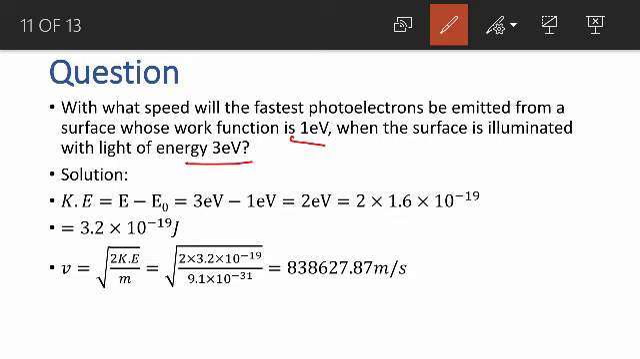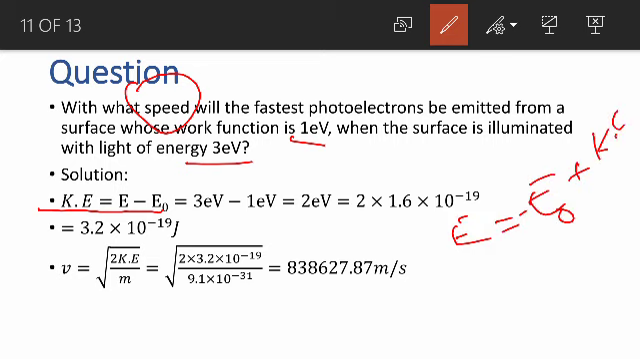So what we don't know is the energy of the electron, but in this question we are asked to find the speed. That's the first thing. What are we asked to find? The speed. Now, kinetic energy based on our formula is equal to E minus E naught. Remember, we say that E is equal to E naught plus kinetic energy. So when you make kinetic energy the subject of the formula, you are going to get E minus E naught, which is exactly what we have here.